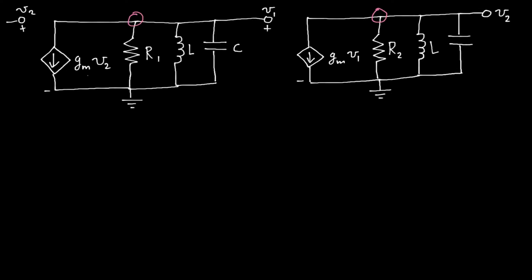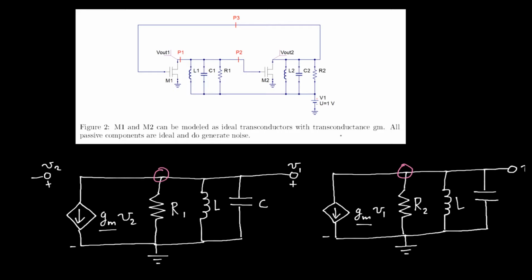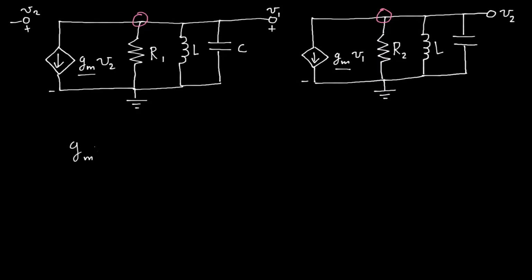Moreover, note that the transconductance values, so that's these two gm's, are identical, and that was given in the figure's caption as ideal transconductors with transconductance gm. They are models with the same transconductance. Let's set up the KCL equation for the first stage.